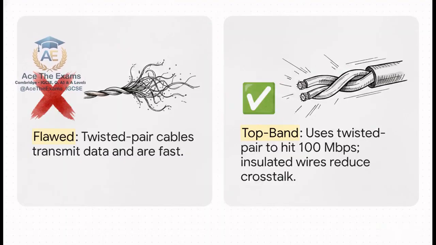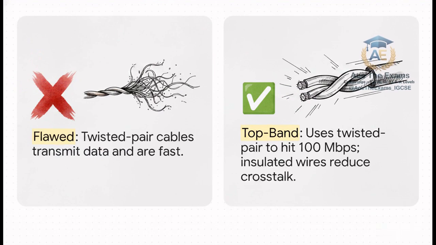What is so brilliant about this top band answer is how it seamlessly integrates absolutely everything the examiner is looking for. We took that weak "twisted pair cables transmit data" and turned it into this: "The LAN uses twisted pair wire to achieve up to 100 Mbps. Its 2 insulated copper wires reduce crosstalk during point-to-point data transmission." See the difference? It's huge.